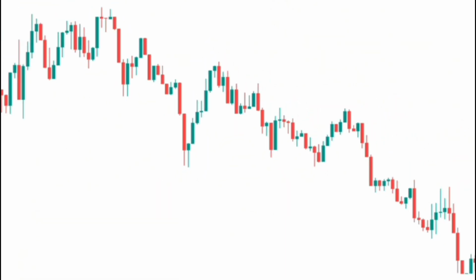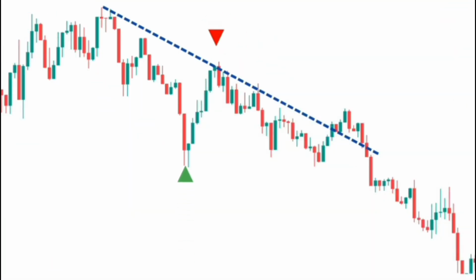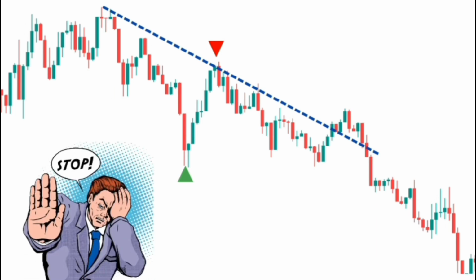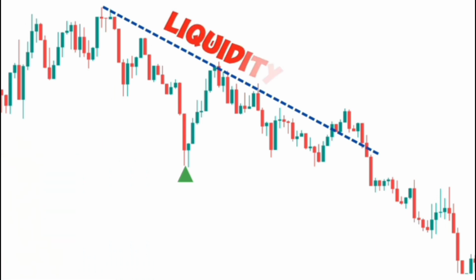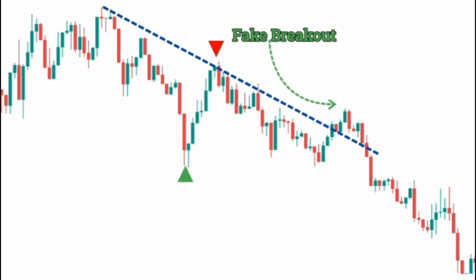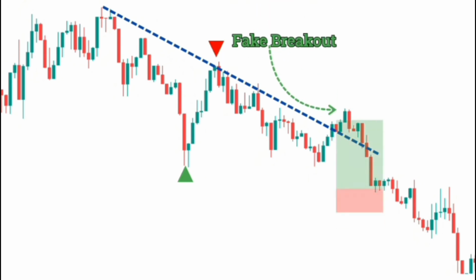The next liquidity zone on the chart is trend lines and channels. Almost every beginner trader relies on them. They buy at trendline support and sell at trendline resistance. But here's what most traders don't realize. These boundaries often become liquidity traps. The market creates a fake breakout, traps retail traders into the move, and then quickly reverses. That's when the real move begins.